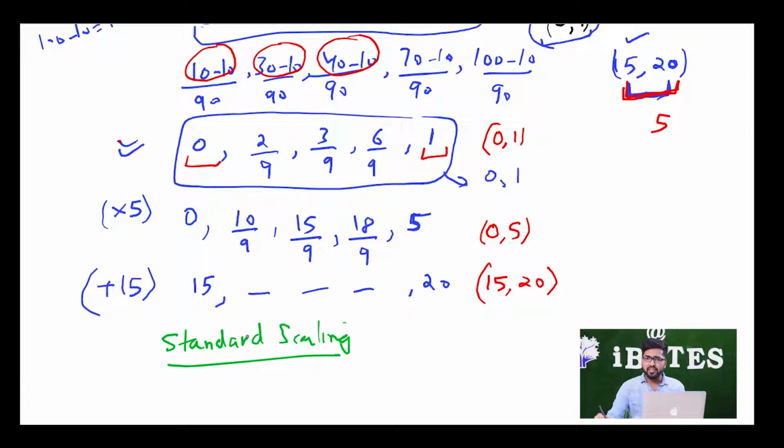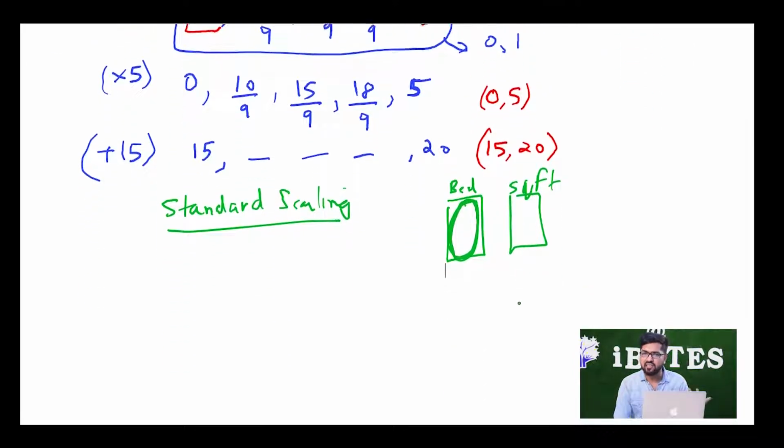In standard scaling, the features are transformed in such a way that, let us say this was my bedrooms and this was my square feet area, after the values are transformed, the sum of the values is going to be 0, or in many places you will find that the mean is going to be 0. Basically, it is one and the same thing.